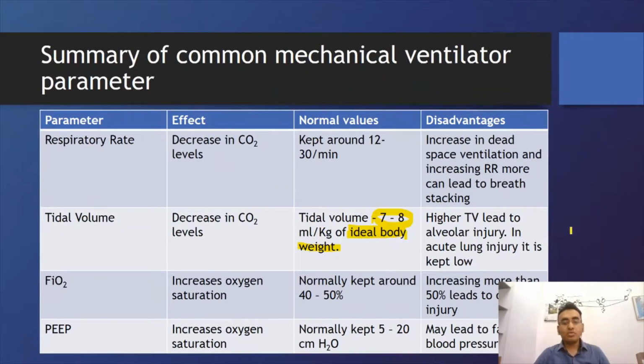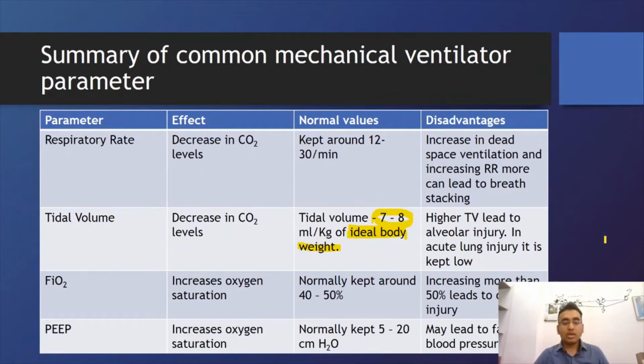Similarly, if I get a person who is very highly obese, let's consider his weight is around 150 kilograms. 150 into 8 would be 1200 ml. You would not like to give a person 1200 ml of tidal volume; that's way too much. The fat has increased, but your lung size is the same. So you have to be very careful when you mention per kg, and it should be the ideal body weight. You don't go beyond that, because when you increase the tidal volume, it can increase alveolar injury. That we'll be discussing in the next part.